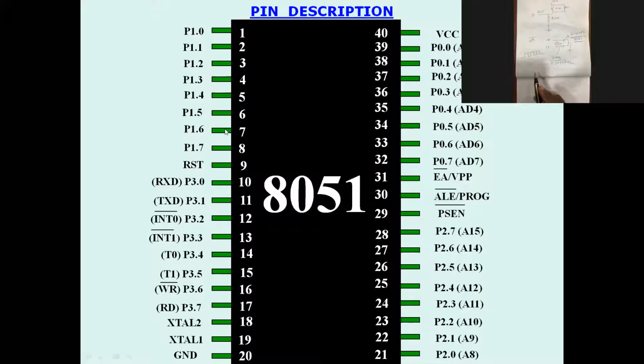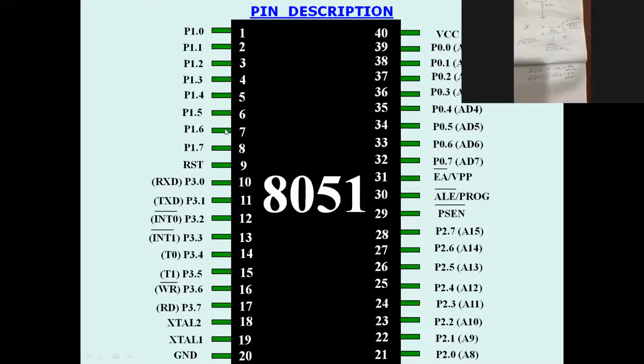Whenever PSEN bar is low, then program memory will be selected. And when high, then data memory will be selected. PSEN will be high, then data memory will be selected. But if low, then program memory is selected, it's confirmed.